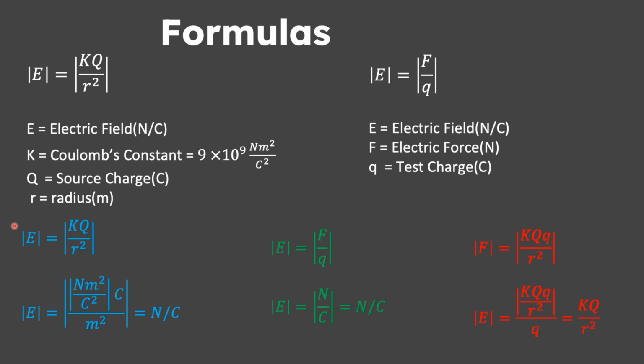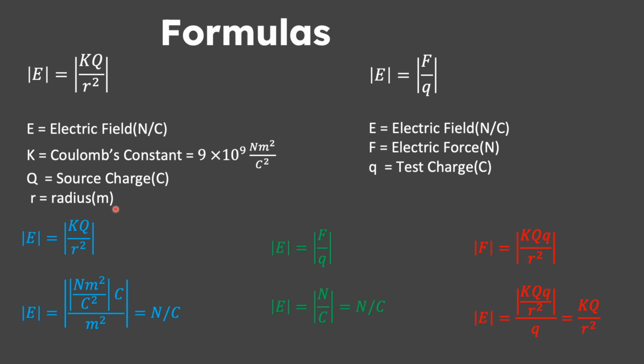Now, looking at this down here in the blue, we can use the units from all these different variables to verify that both sides equal each other. So if the right side using all these units equals newtons over coulombs, we know this is in fact equal to electric field.